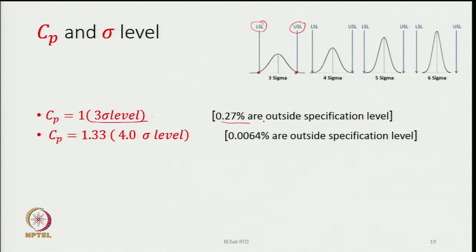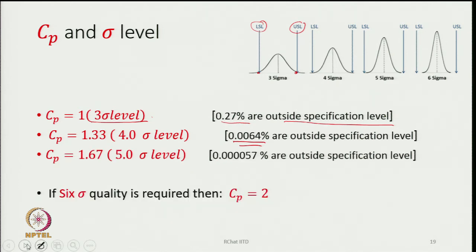In the case of Cp value 1, 3 sigma level, 0.27% of the product will be outside the specification limits. That basically means roughly 0.3%. If the process Cp value is 1.33, which is equivalent to 4 sigma, 0.0064% is outside the specification limit. Then Cp 1.67, and Cp 2 is the 6 sigma level, which is this one.